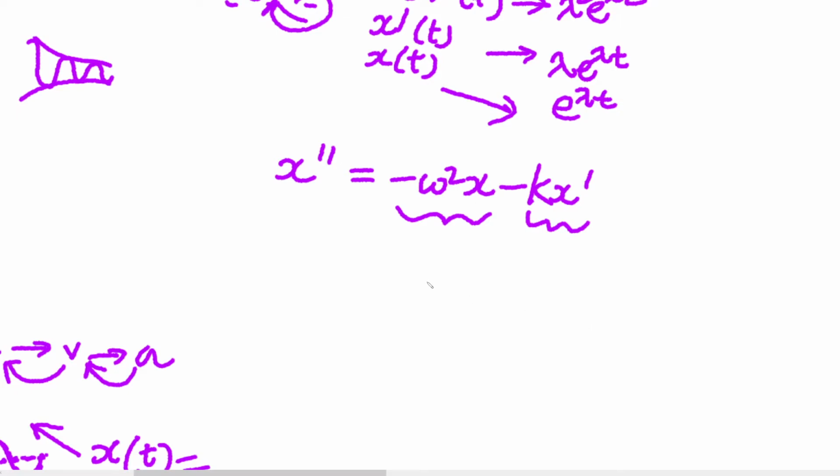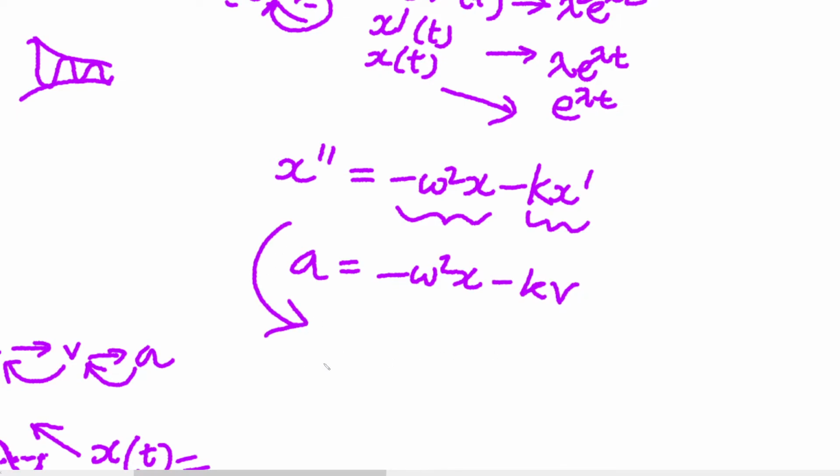So x double prime is minus omega squared x minus k x dash, and just remember that this equation, even though it's a differential equation, still represents the relationship between three real-life quantities, i.e. the acceleration on the bottle is dependent firstly on the distance the bottle is from the equilibrium position, as well as the current speed of the bottle.